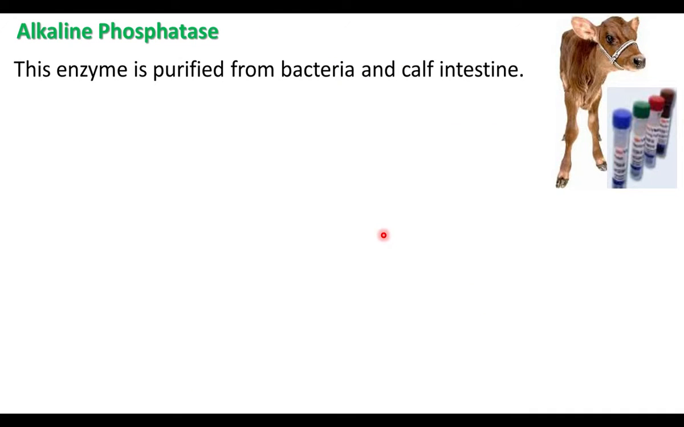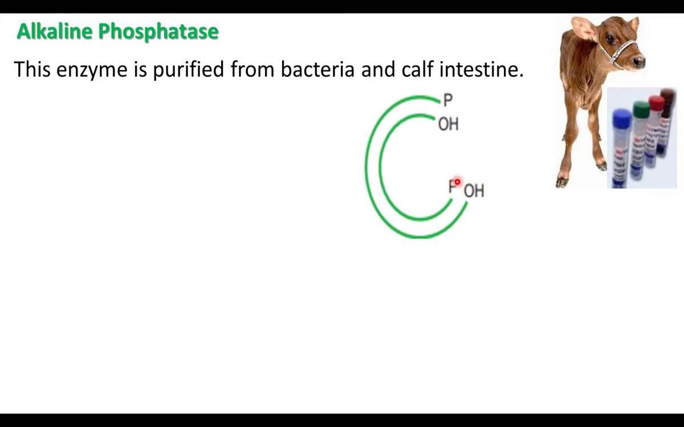The last enzyme, alkaline phosphatase. It is a DNA modifying enzyme. This enzyme is purified from bacteria and calf intestine. Do you know what plasmids are? Plasmids are circular DNA found in bacterial cells. Plasmids are used in genetic engineering as vectors or carriers of foreign DNA. The plasmid is opened to insert the foreign DNA, called the gene of interest or insert DNA.